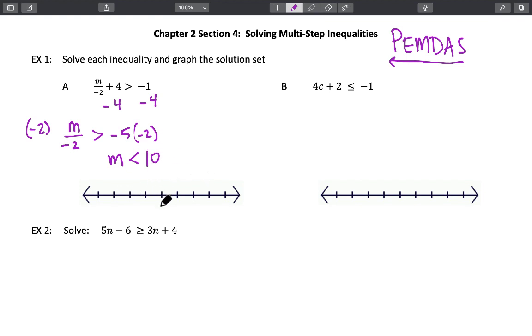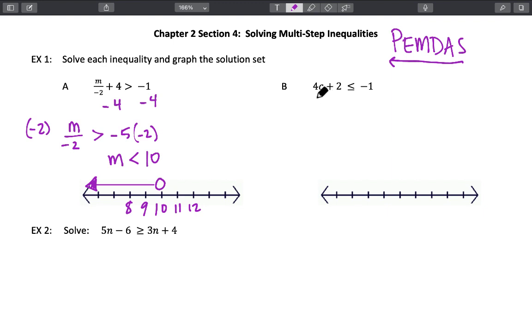All right, let's graph our solution set here on our number line. We have 10, 11, 12, and 9, 8. We got an open circle here at 10. And since we want all values less than 10, our line will point off to the left, and our shaded arrow will go off in that direction.